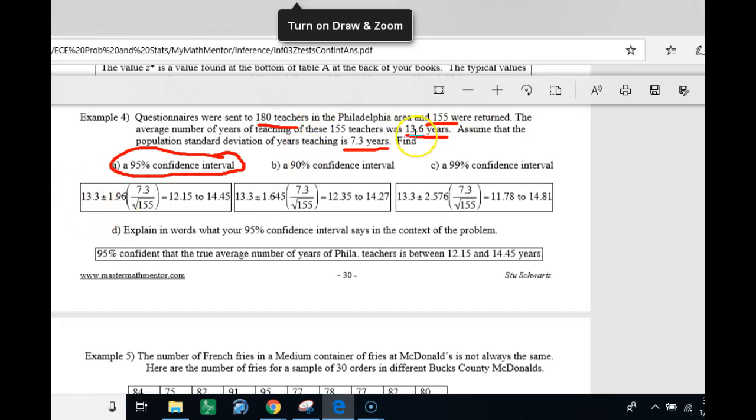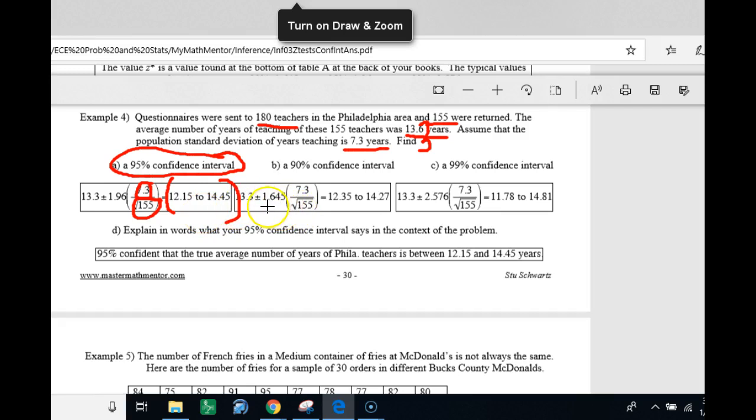Well, since the average was 13 point, that says 13.6. Okay, so let's say that's 13.3. I don't know why this is 13.6. Let's say it's 13.3. If that's 13.3, then we're going to use 1.96 because that's the number of standard deviations to get a 95% confidence interval. That's in our table in our book, or we know the 95 rule. There's sigma right there, and there's the square root of 155 right there. So we're 95% sure that the true average years of experience is between 12.15 and 14.45 years of experience.